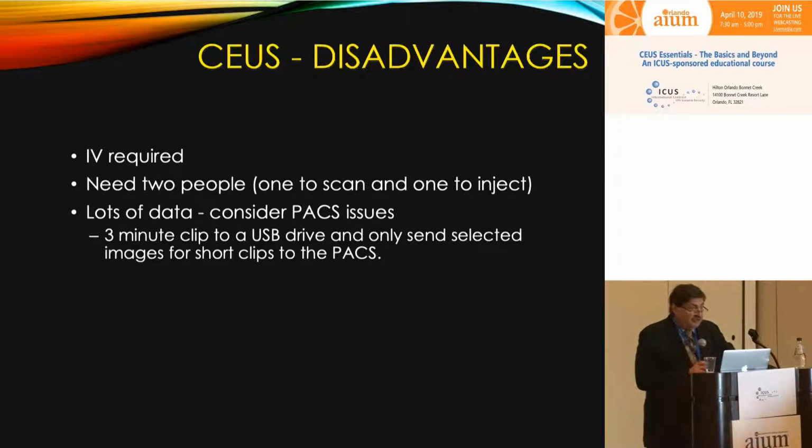Again, we talked about the disadvantages: somehow you're going to have to figure out how to get an IV started in your ultrasound department, and you need 2 pair of hands at least when you're doing the injection. And we talked this morning about the large amount of data that you get, more so in livers than in kidneys, but you need to have some way that you can interface with your PACS and get the information there.